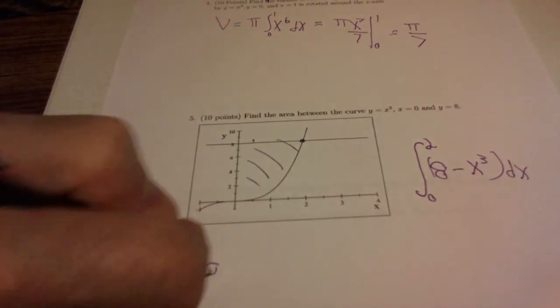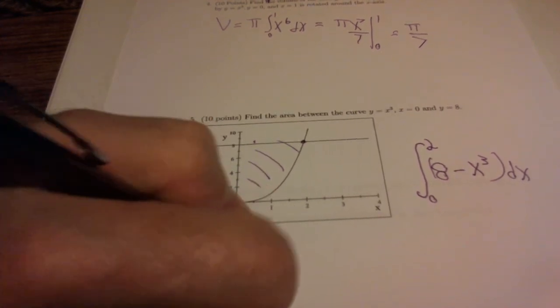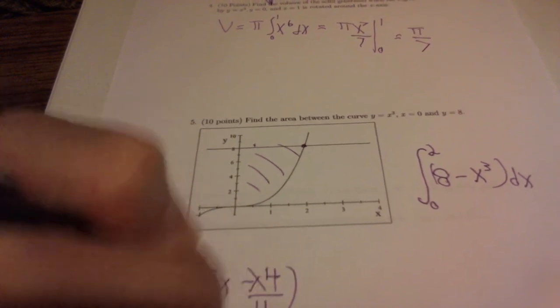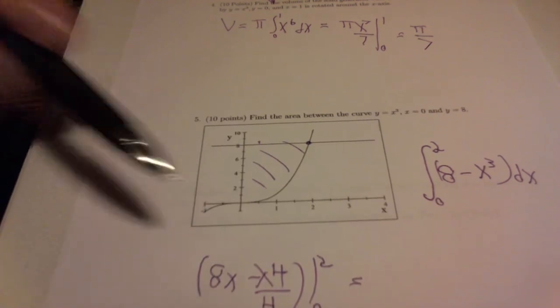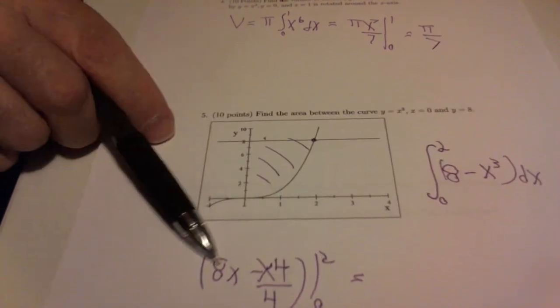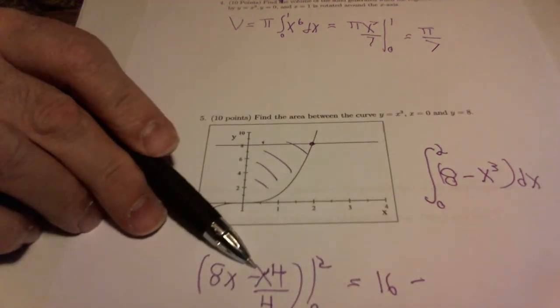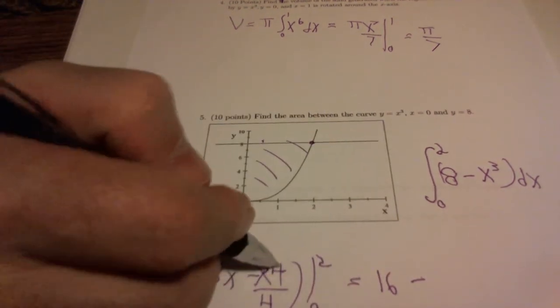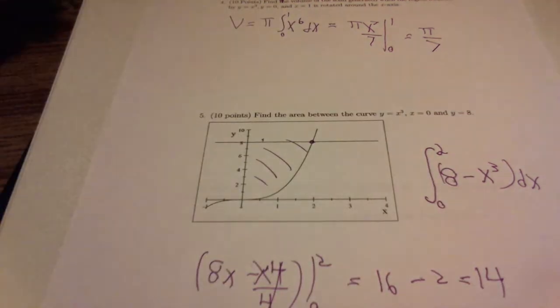Well, this is an integral. I can do this integral. This comes out to be 8x minus x to the 4th over 4 evaluated from 0 to 2. And since both of these have x in them, when I put in x equals 0, that's going to vanish. So I only have to do the 2. 16 minus 2 times 4. Well, these two 4's cancel, actually. 16 minus 2 is 14.